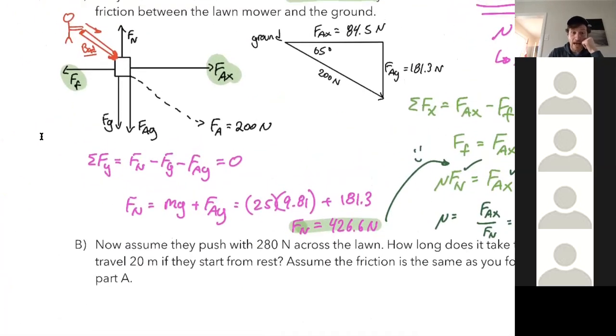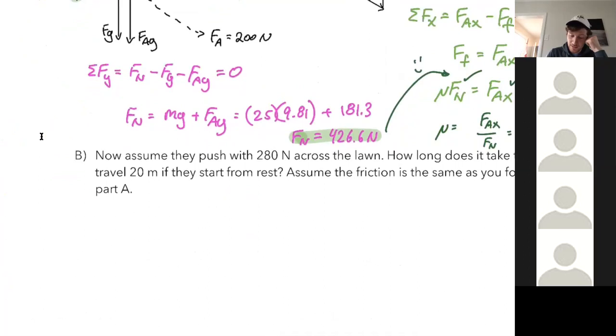Okay, so now in part B, last question for the day. Now we're changing up the force they're pushing with. They're pushing with 280 newtons. We want to know how long it takes them to travel 20 meters if they start from rest, and we're going to assume the friction is the same as we found in part A. So we know that our coefficient of friction is 0.20.